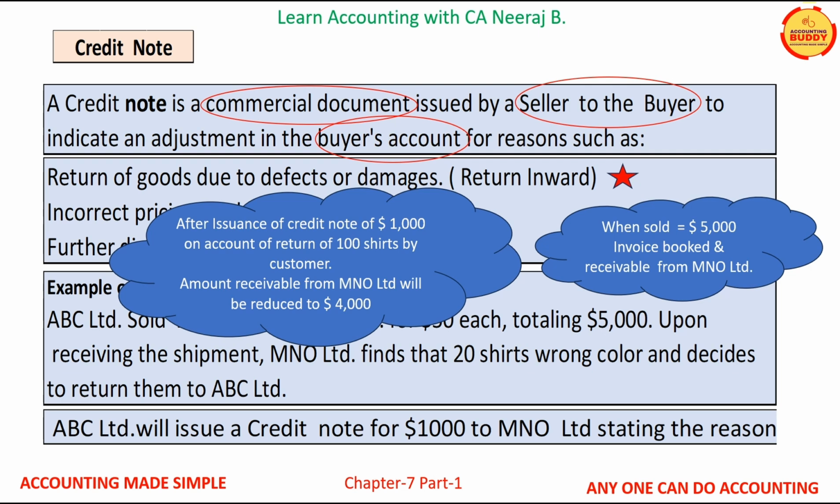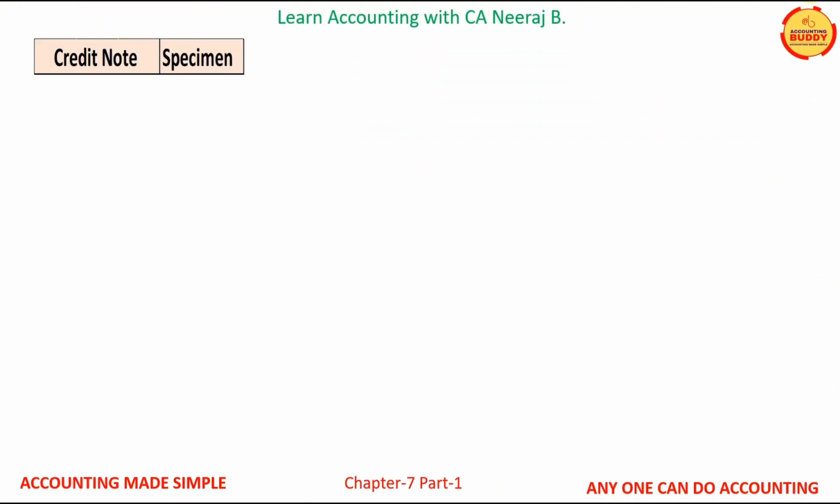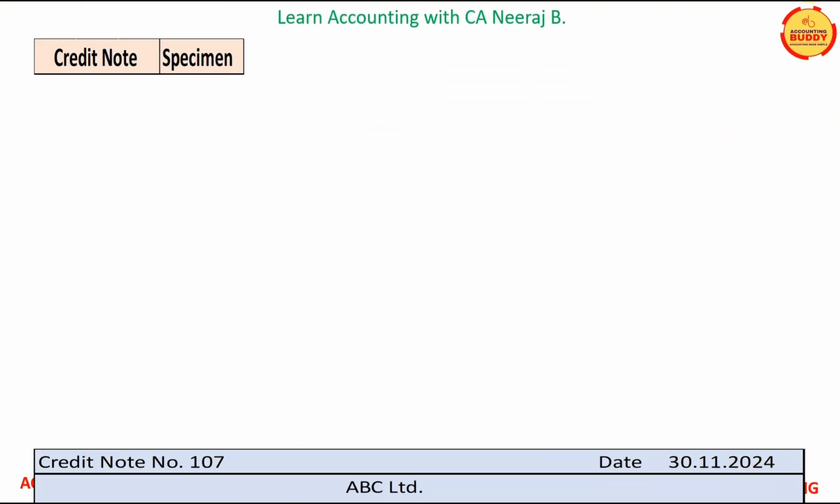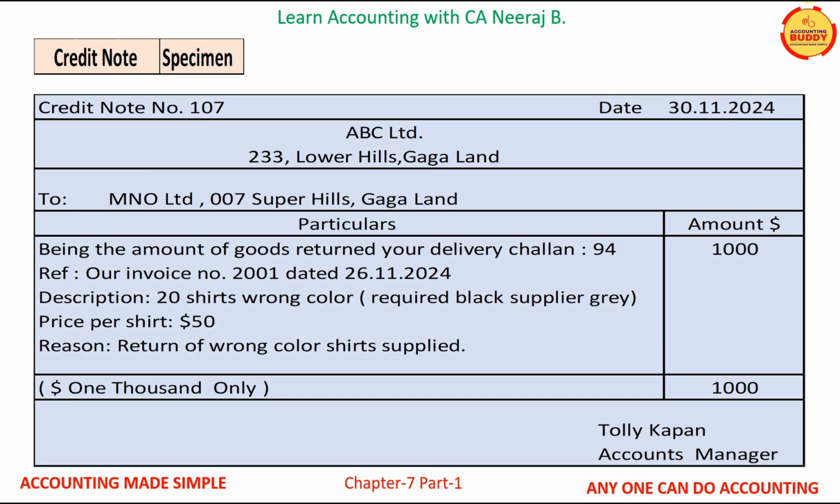Basis the business scenario of credit note discussed on the previous slide, let us see how a credit note looks. A credit note is serially numbered and the date of issuance is mentioned on it. Trade name and the complete business address is also mentioned. The name and the address of the person or the legal entity to whom the credit note is issued is also mentioned.